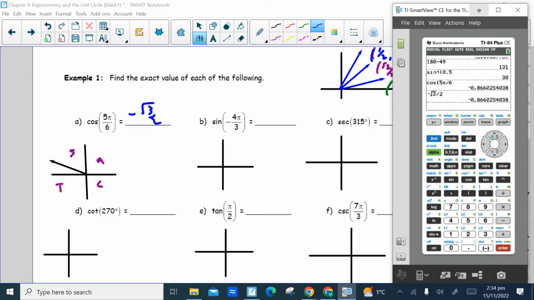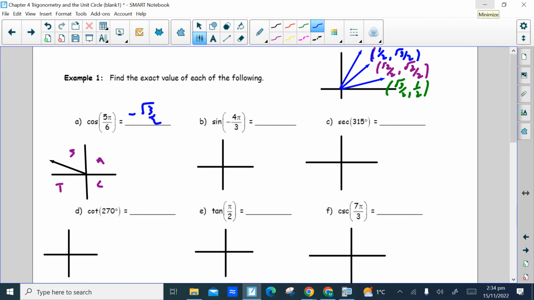We want the exact value, so we use the unit circle, and we can still use our calculator to check. All right, the next one is sine of negative 4 pi on 3. Well, if we look at the first quadrant with a reference angle of pi on 3, the sine, which is the y value, is root 3 over 2.